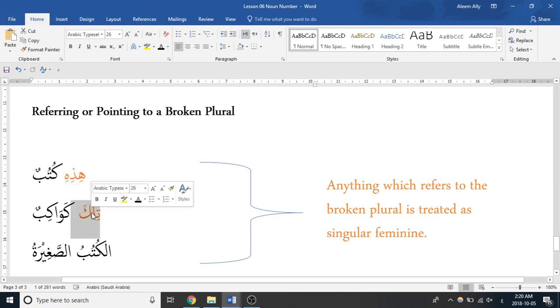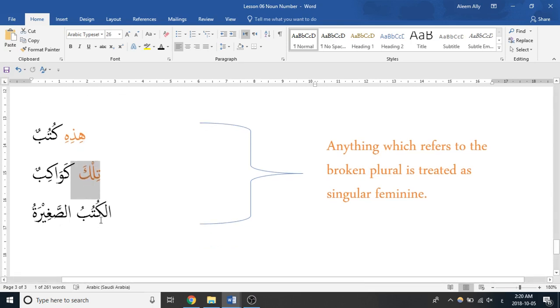Same with tilka. It's pointing to a broken plural, which means multiple stars that are far away, but it's actually just using the singular feminine to point to it. Same thing when it comes to describing something. So this is actually a new concept here that we're going to tackle right in the next lesson. It's called mawsuf sifa. It's where you have the word that's being described, then the description after. So it's pretty much just a word being described by an adjective, right?